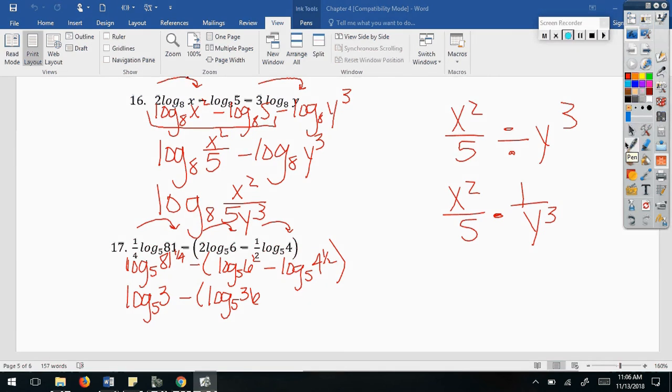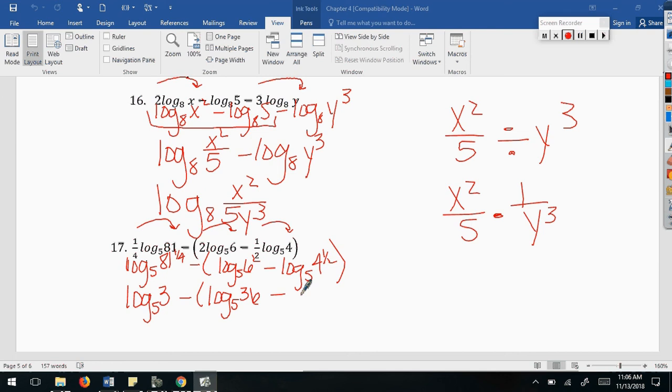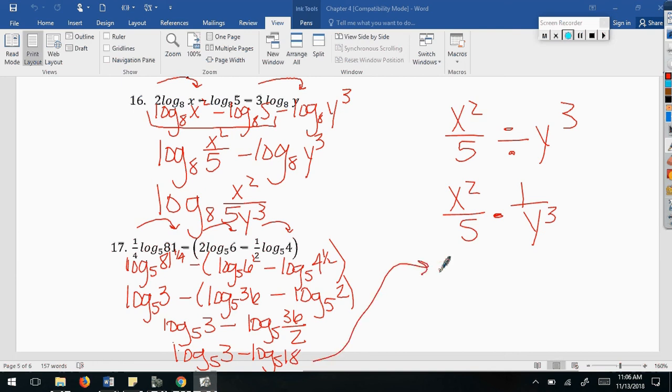Okay, so 6 squared is 36. Now 4 to the 1/2 power is 2. Okay, so I'm going to work inside parentheses first. So what I do is divide. So 36 divided by 2, which is 18. So I have log base 5 of 3 minus log base 5 of 18. And of course I'm going to divide here. So log base 5 of 3 over 18, which reduces to log base 5 of 1 over 6.